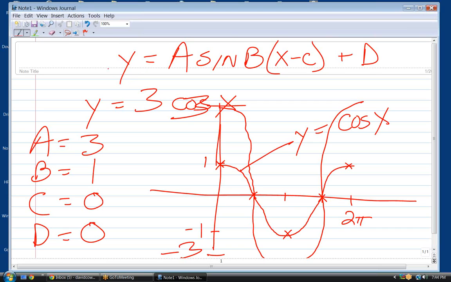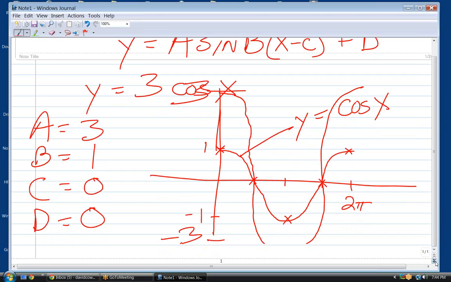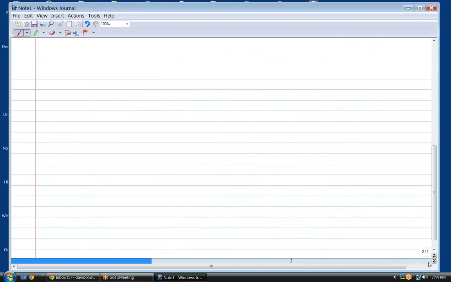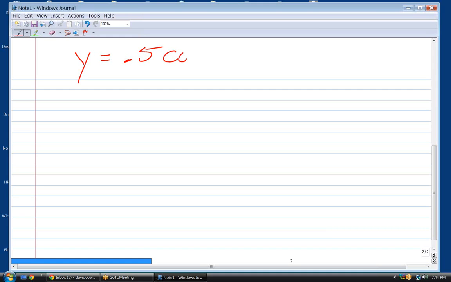What do you have next? I have 0.5 cosine 3x. A is 0.5. What's B? That would be 1. Oh, 3.